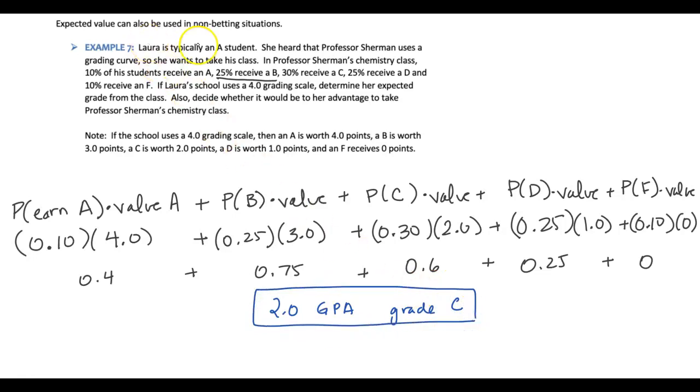Since Laura is typically an A student, she may not be happy with earning a grade of C, and so it might not be to her advantage to take this class. That ends example 7.